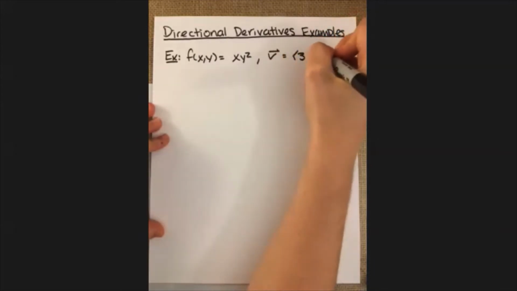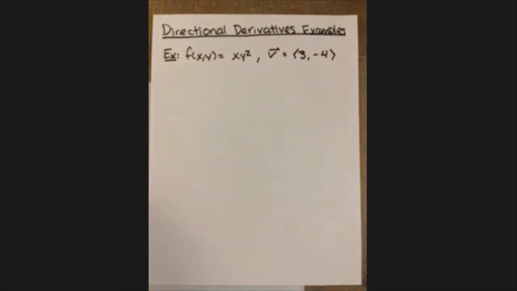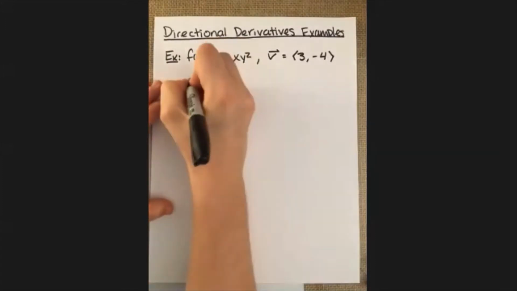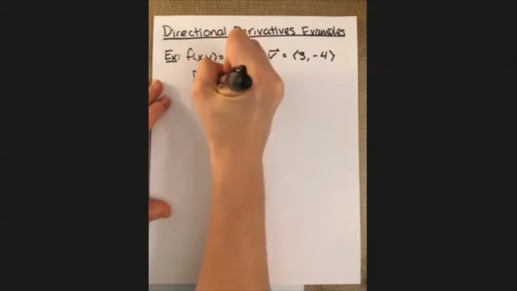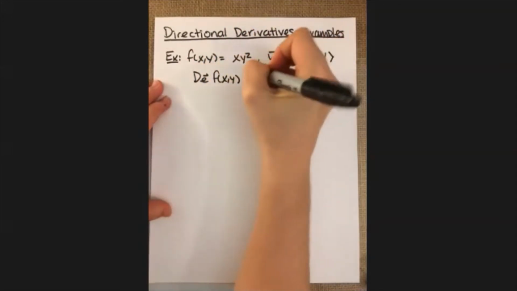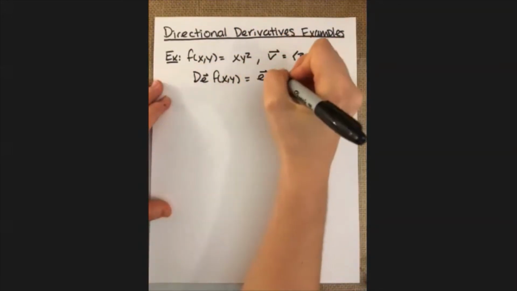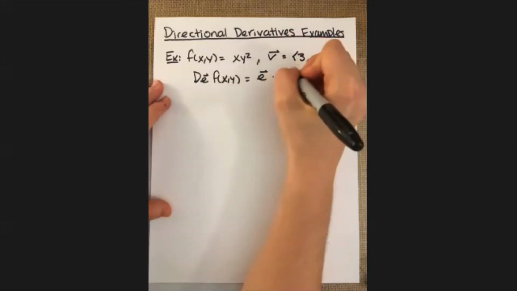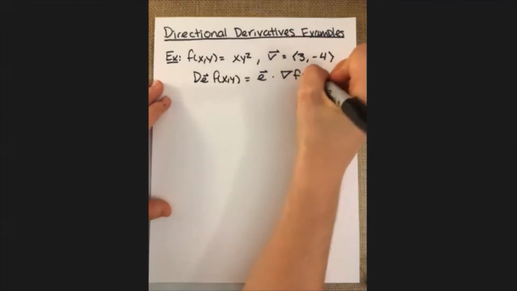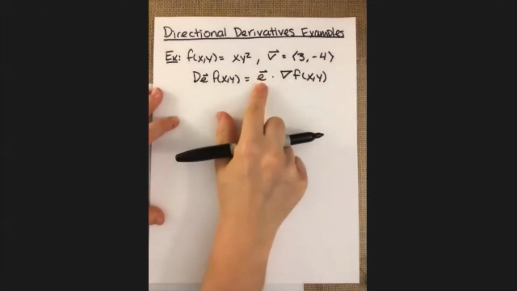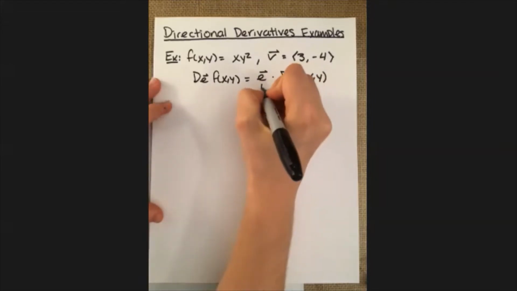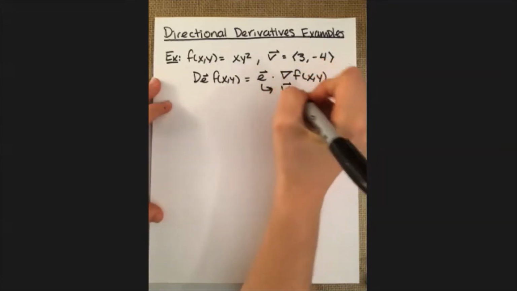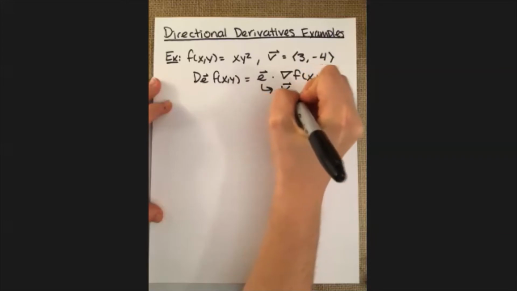3, -4. Okay, so we recall that the equation for a directional derivative is D_e f at (x, y) is equal to e dotted with the gradient of f at (x, y). And we require that e be a unit vector in the direction that we're curious about. So since we want e to be a unit vector in the direction that we're curious about, this is going to wind up being v divided by the length of v. Okay.